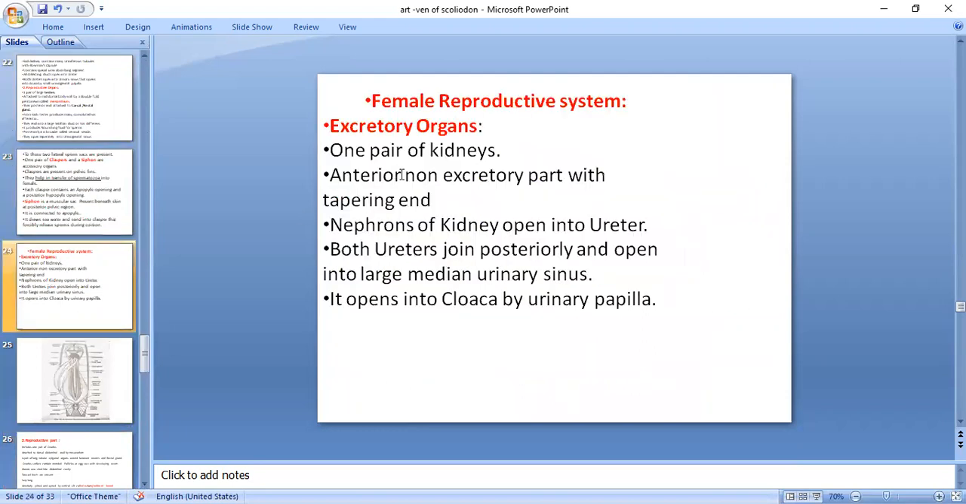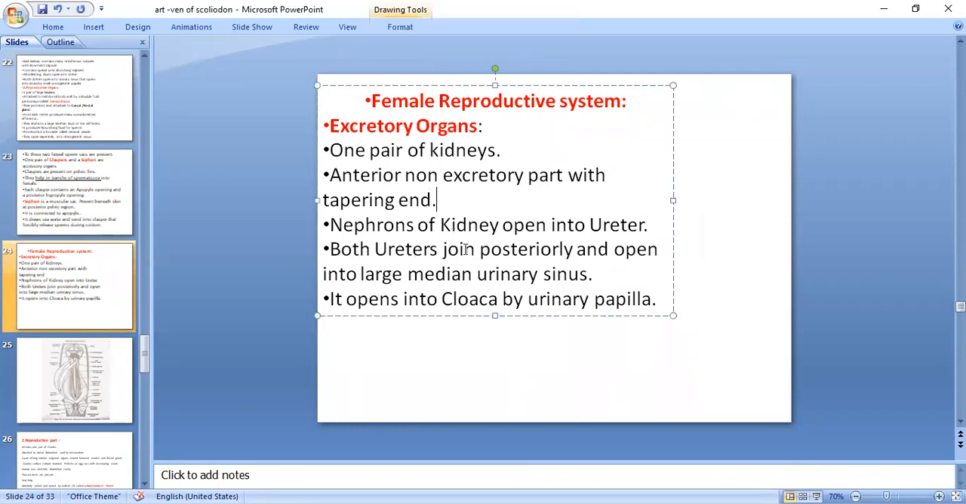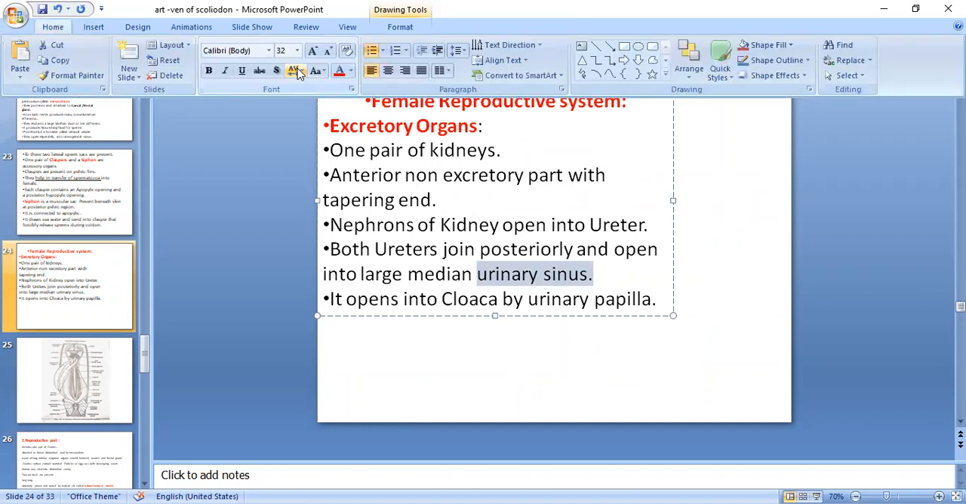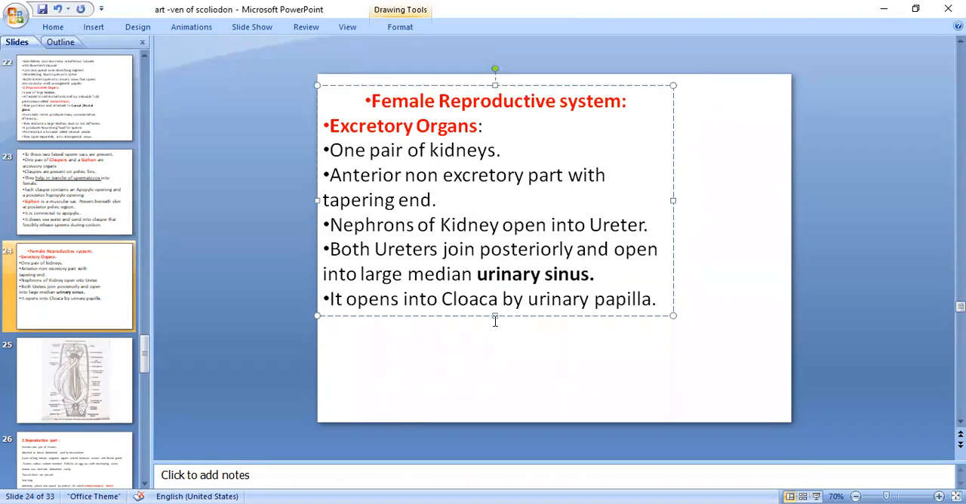One pair of kidneys is present, with an anterior non-excretory part with a tapering end. Nephrons of the kidney open into the ureter. Both ureters are joined posteriorly and open into a large median urinary sinus. It opens into the cloaca by the urinary papilla, so the ureter opens into the cloaca.